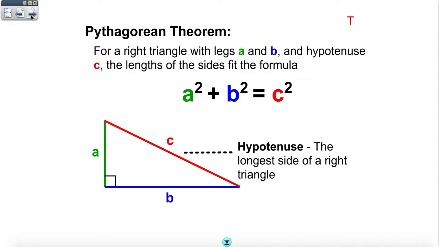All right, so the Pythagorean theorem, you maybe have heard of it before. It is actually a really cool math formula that is used to find missing sides of a right triangle. And the first thing you have to know is we are going to label our triangle sides A, B, and C.